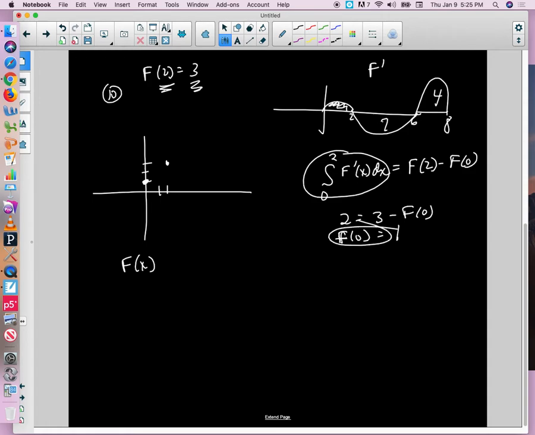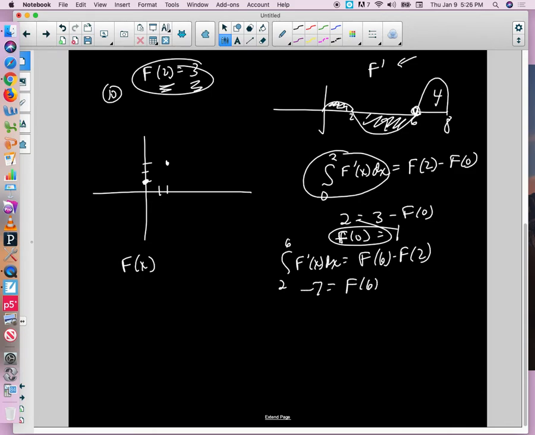All right, and then I thought I would find f of 6. So I'm going to go from 2 to 6 because this is a given. So I'm going to go from 2 to 6 of f prime of x dx, which gives me f of 6 minus f of 2. And from 2 to 6 this is negative 7. F of 6 I'm looking for, f of 2 is 3. So f of 6 is negative 4. Let's see, 3, 1, 2, 3, 4, 5, 6, negative 4.